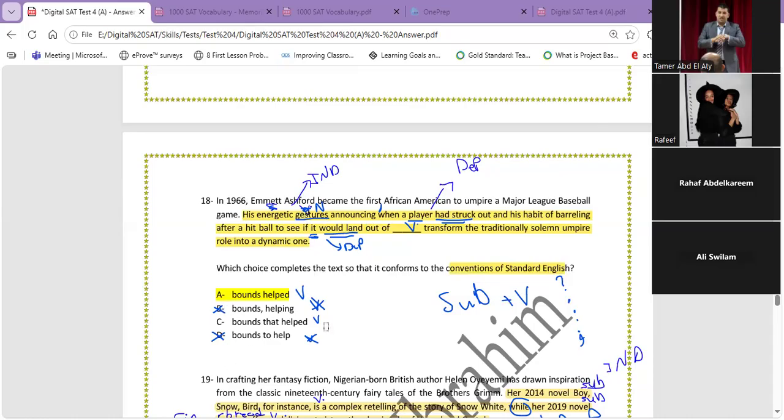Can I say that helped or helped? If I put that, now we're going to have three dependent clauses: when a player had struck, if it would land, and this is going to be wrong, because if I put that helped, it's going to be another dependent. But we don't have the verb for the independent clause. His energetic gestures helped. So the answer is A.